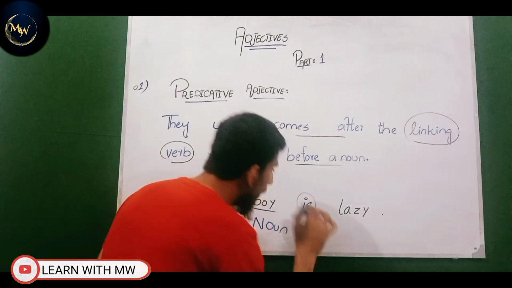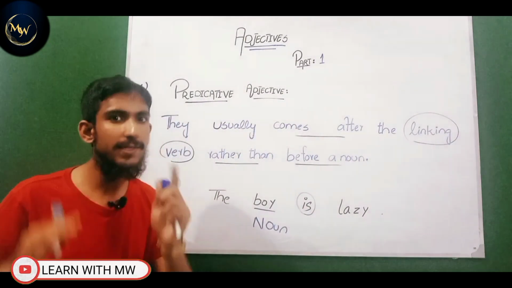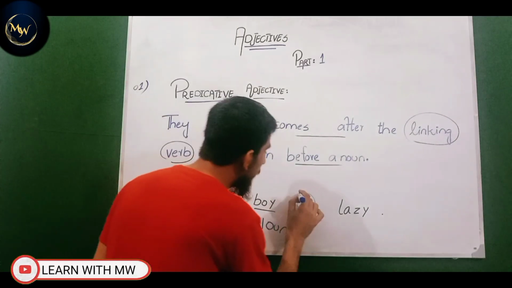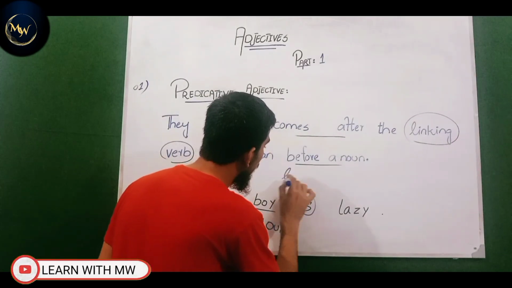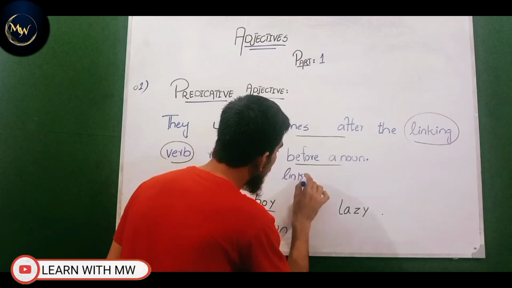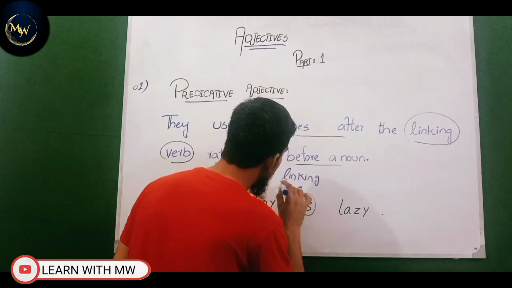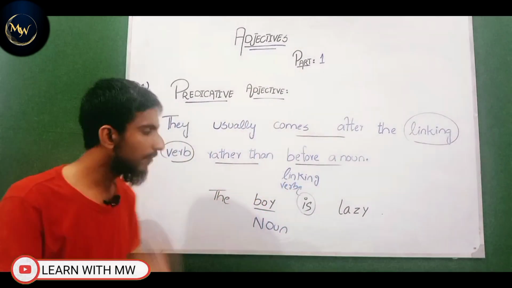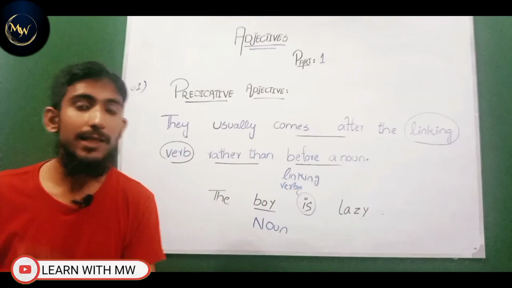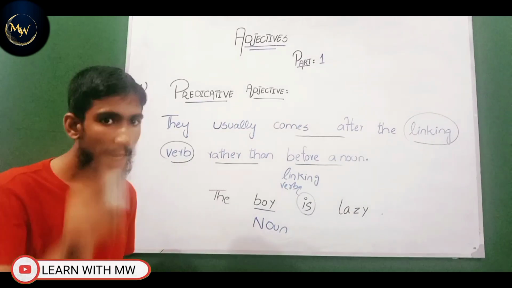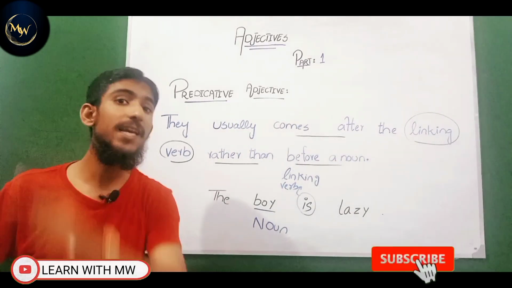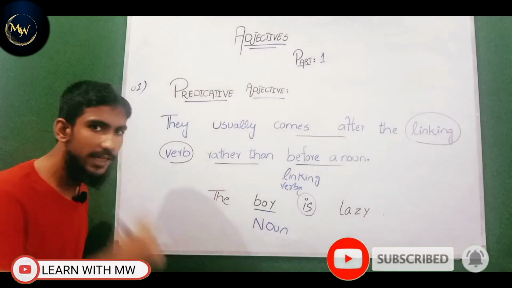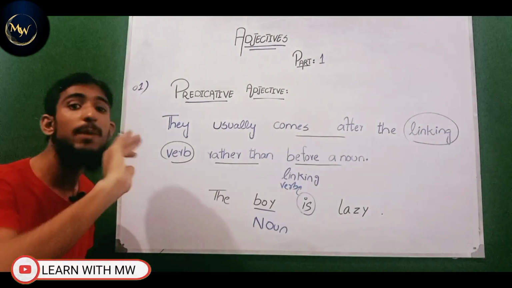Is. In upcoming videos, when we start the series on verbs, we will discuss this. Is is basically a linking verb, or it's also called a helping verb in English grammar. Linking verbs or helping verbs are is, am, are, and we will discuss why they are called linking verbs in a very comprehensive and detailed manner. So stay connected with Learn with MW to know all aspects of English grammar.